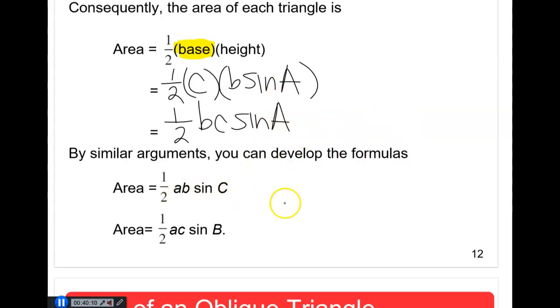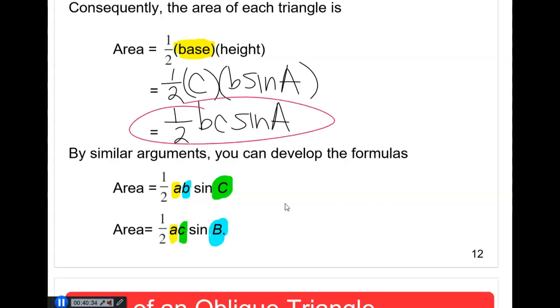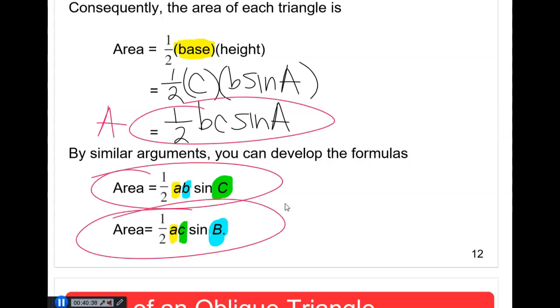So that is the same case with the other two. We have side A, and then here we have side B. So then the angle must be the other letter that we don't have. In the third variation, we have side A, side C. So therefore, the angle must be the letter that we don't have the side for. And so all three of those formulas will give you the area of an oblique triangle.